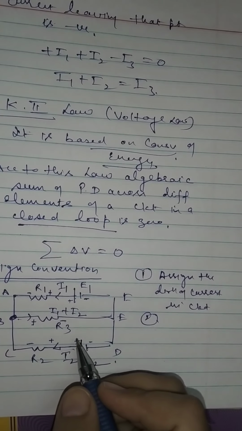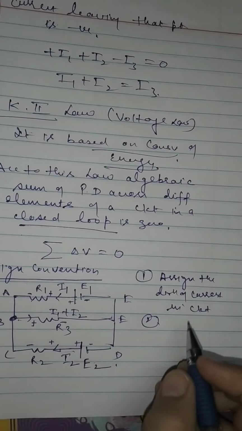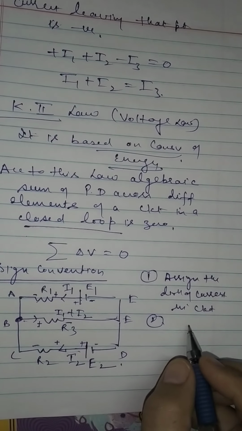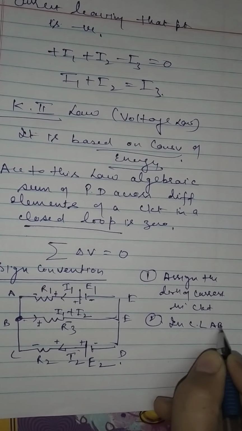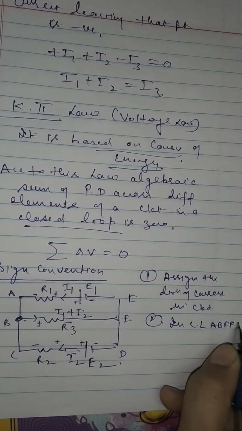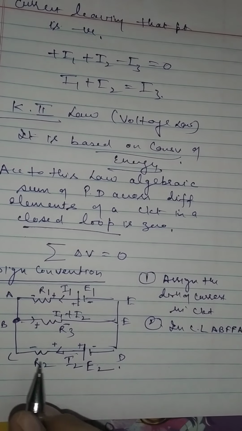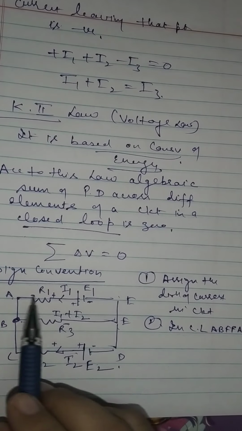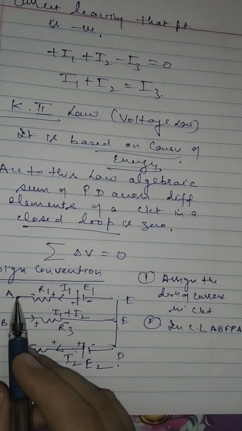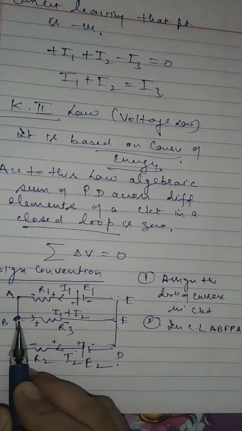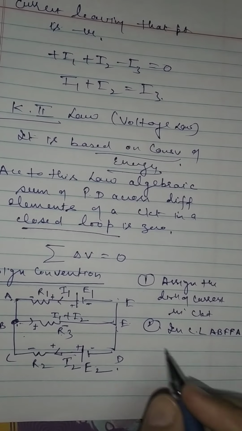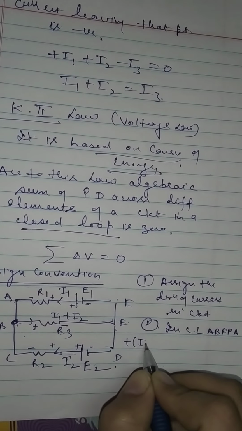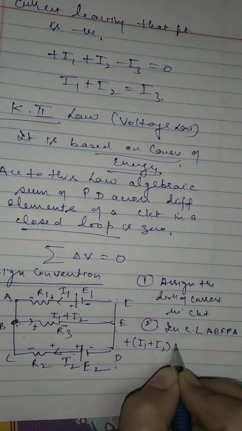अब आप क्या करेंगे? In this closed loop A, B, E, F, A. अब हम क्या करते हैं? A to B मूव किए, कोई एलिमेंट नहीं है, सेकेंड एलिमेंट आ रहा है आपका. B to E, the element is R3. तो आप लेंगे प्लस I1 प्लस I2 इंटू R3.